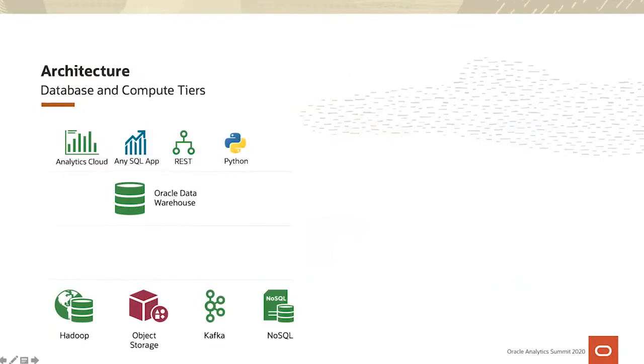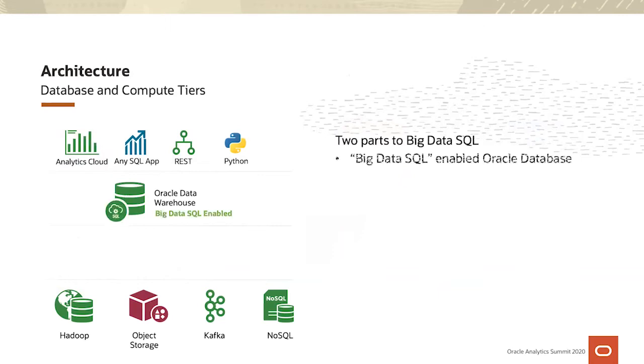So at the bottom of this diagram, we have data coming from various sources: Hadoop, Object Store, Kafka, and you also have data in NoSQL stores. You have different applications like Analytics Cloud, or for that matter, any SQL application. You may be accessing your data through Python or through REST calls. And you have your Oracle Data Warehouse. So conceptually, Big Data SQL augments both.